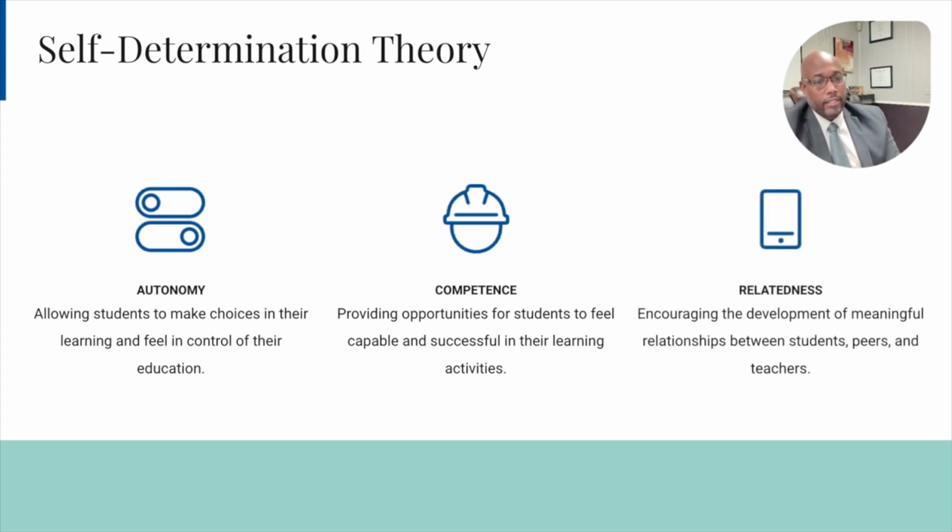Next, relatedness. Encourage the development of meaningful relationships between students, peers, and teachers. The way that you encourage it, and what works for me, is being relatable and talking about some of your challenges as a teenager. Sometimes when I hear folks say that they can't relate to the students, I always ask myself, where were you and how were you as a teenager? Did you not go through any of these challenges? And I think once we start to be a little bit more relatable, we'll understand some of our students' behaviors.